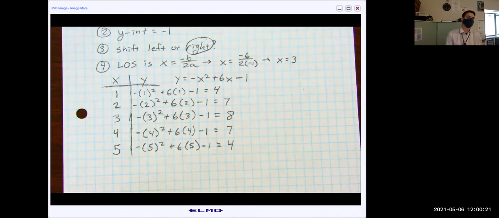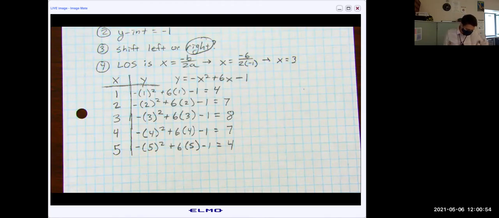What do you notice about the y values? Yeah, Ethan? So you notice that the line of symmetry is at the 8, and then everything above mirrors everything below. Yeah, right? And that's what we would expect. If that didn't happen, then you made a mistake somewhere. Okay?